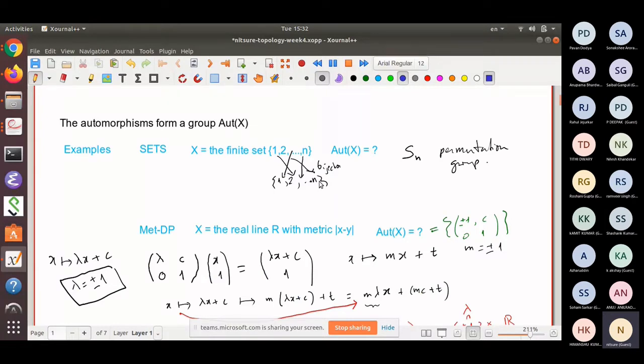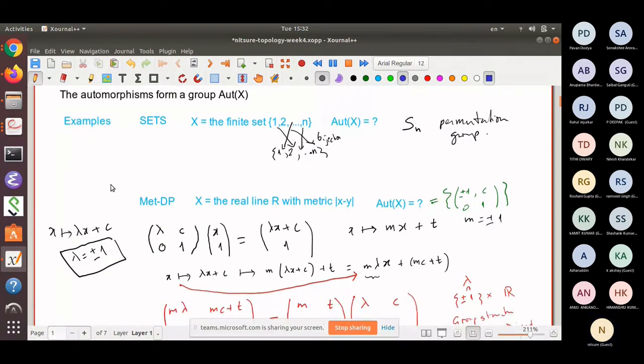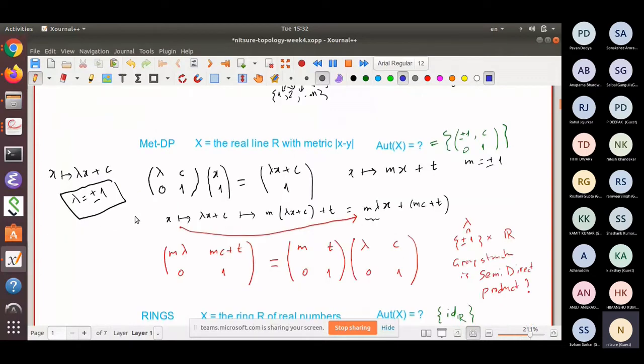So for a finite set with n elements, the automorphism group is the permutation group on n letters, 1 to n. For the real line with this metric, distance preserving automorphisms x goes to lambda x plus c can be written as a matrix, and then the composite of automorphisms is multiplication by matrix. So this is a certain matrix group.